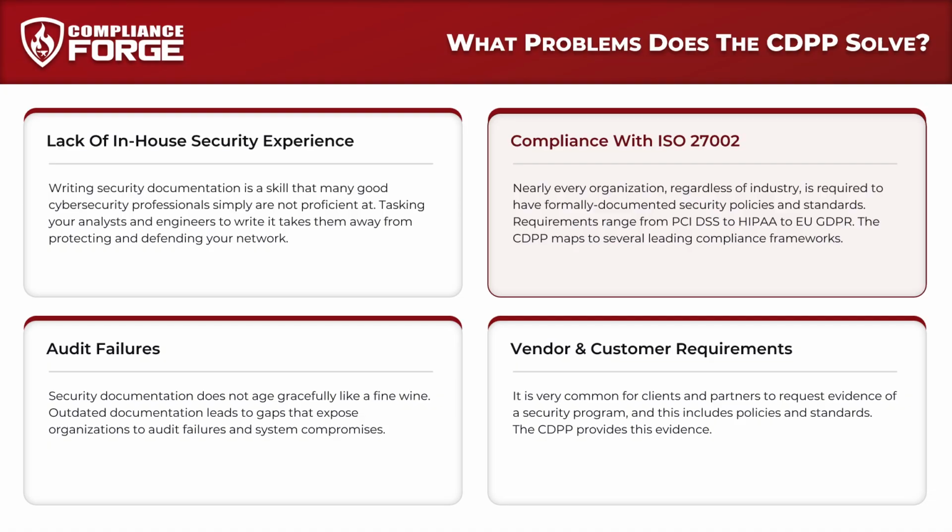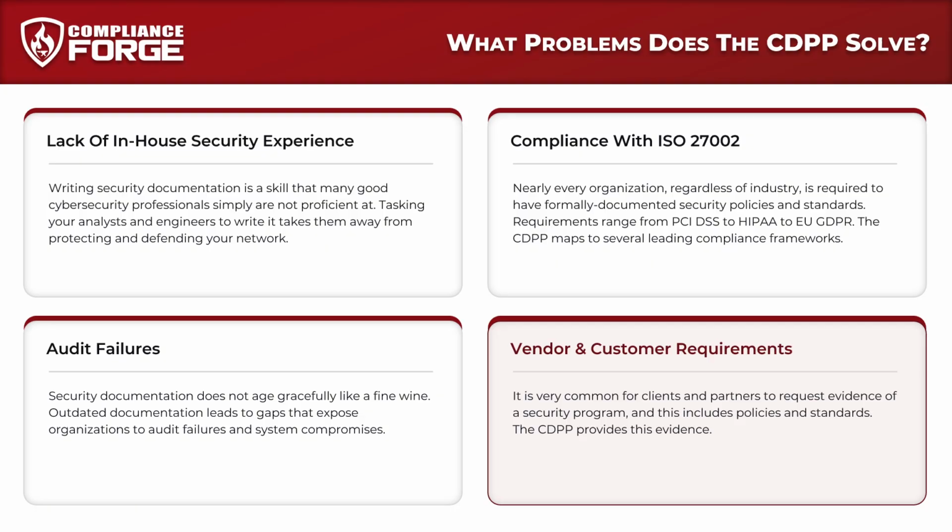The second is compliance with ISO 27002. Nearly every organization is required to have formally documented security policies and standards, with requirements ranging from PCI DSS to HIPAA to the EU GDPR. The third is audit failures. Security documentation does not age gracefully like a fine wine, and outdated documentation leads to gaps that expose organizations to audit failures and system compromises.